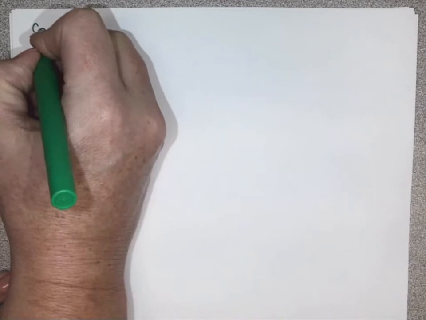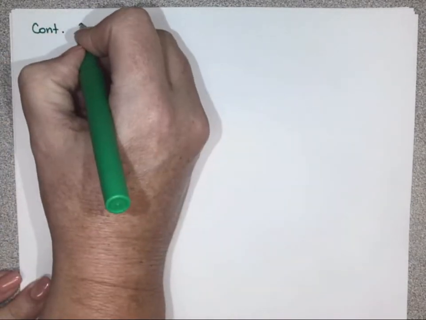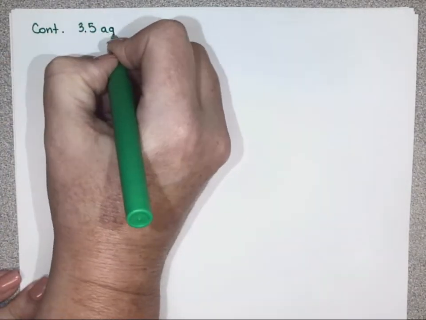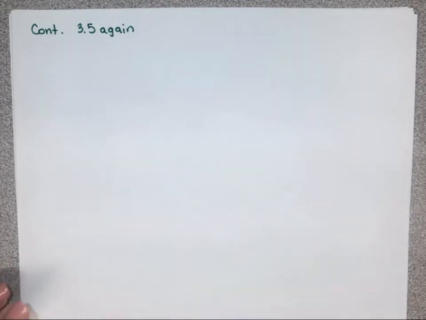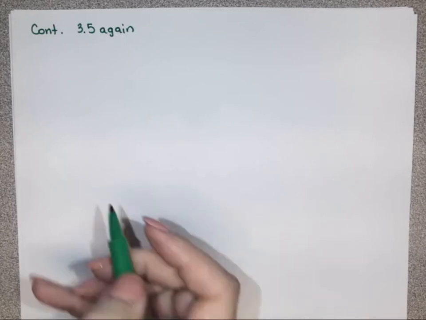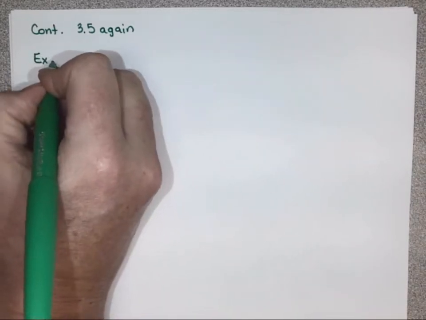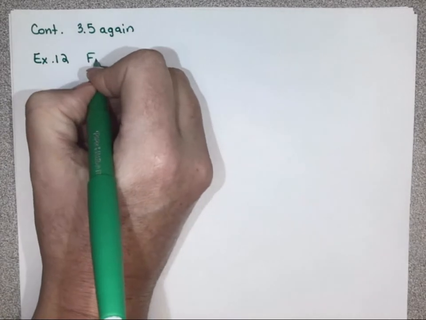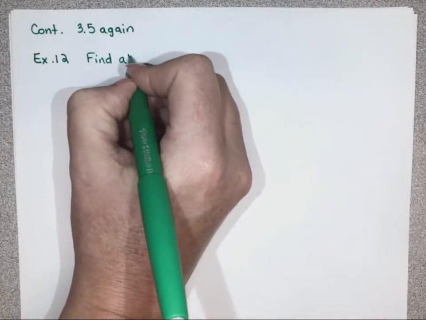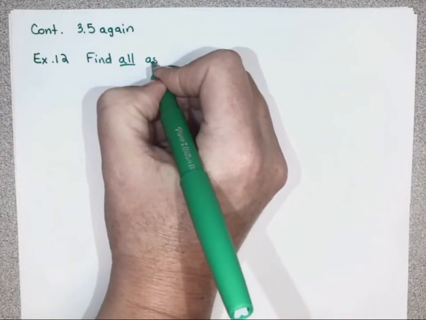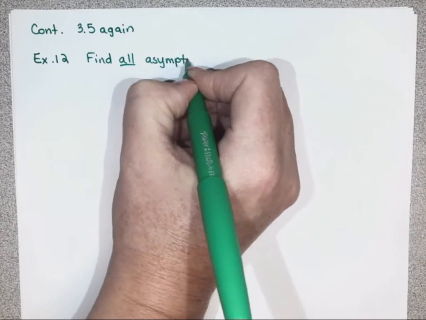All right, so this is going to be a continuation on 3.5 again. So I'm just going to say continue 3.5 again. Okay, because we did it kind of in 2 sessions last time too. We ended last class talking about slant asymptotes. So I want to make sure that we know how to do that in different situations.